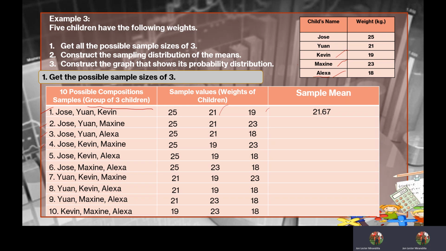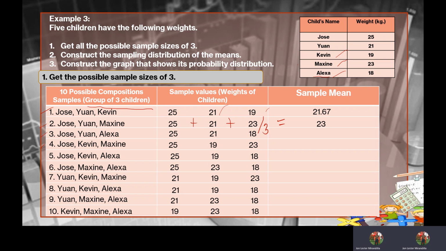Next tayo, 25 plus 21 plus 23. Then, divide nyo lang sa 3. I-add nyo lang to, 25 plus 21 plus 23, then divided by ilan yung total values? We have 3 total values. So, 25 plus 21 plus 23 divided by 3 is equal to 23. Tama ba? Okay, tama. 23.